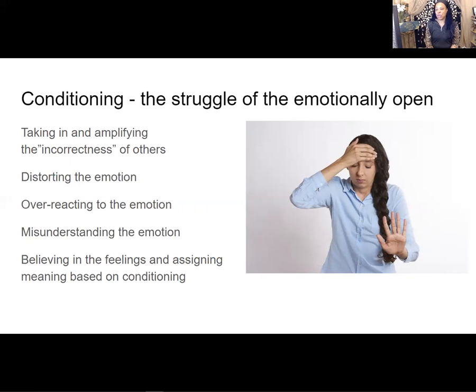And we've all been in those types of situations, right, where it just gets out of control. So the emotionally open person can distort the emotion that they're feeling, especially if they have an open head. They can be conjuring meaning out of their mind, which is not correct. They can overreact to the emotion. They can misunderstand the emotion. And they can believe in the feelings and assign meaning based on their conditioning.